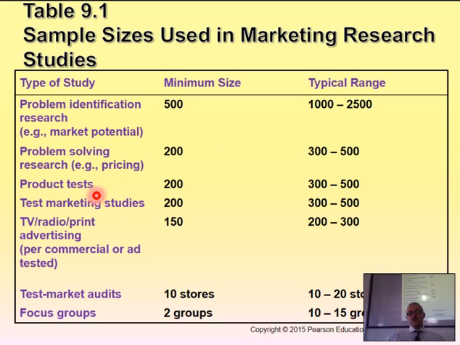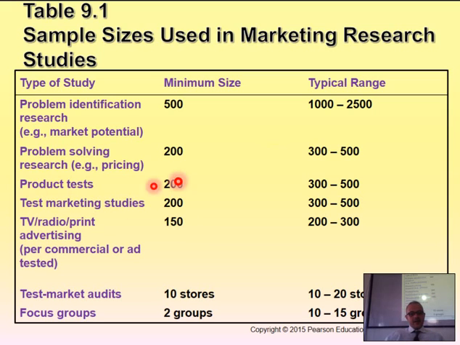If it's a product test, we're testing a new product, then maybe you want to ask 300 to 500 people, minimum 200. If it's a test marketing study, so you want to see will this marketing plan work, then maybe you want to check 200 people minimum, 300 to 500. If it's TV, radio, or print advertising, per commercial or ad tested, 150. So if you have a new radio advertisement and you want to test it, you have to talk to 150 people before you put it on the radio.